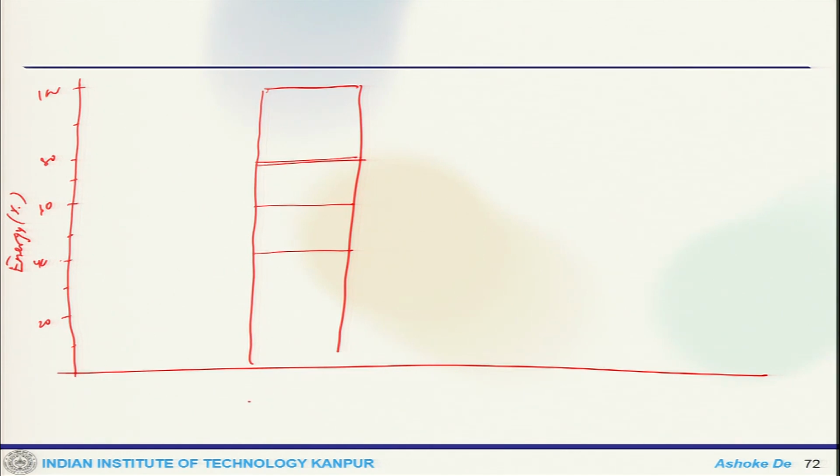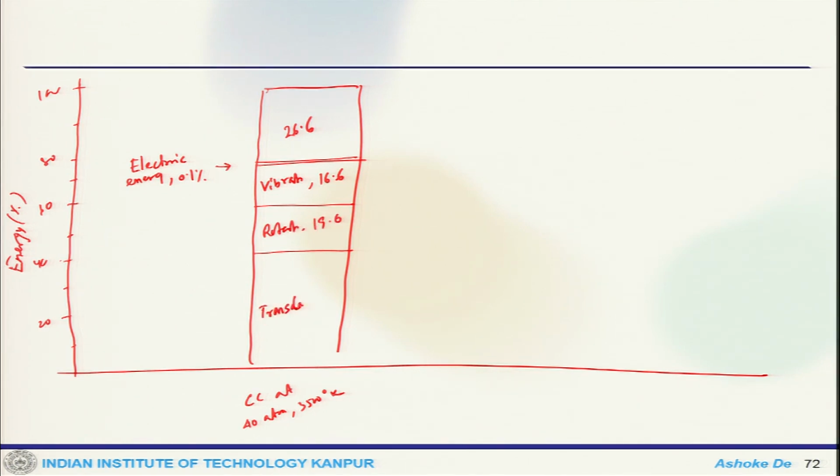This is for a combustion chamber at 40 atm and 3500 degrees Kelvin. This is your electronic energy, 0.1%. This could be 26.6%, this is vibrational, which could be 16.6, rotation which could be 19, and this is primarily translation, which is 37.8 roughly like that.